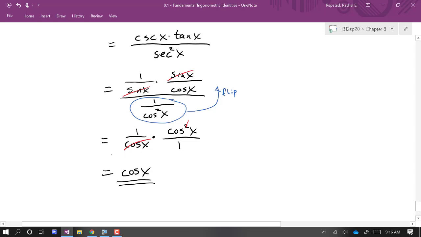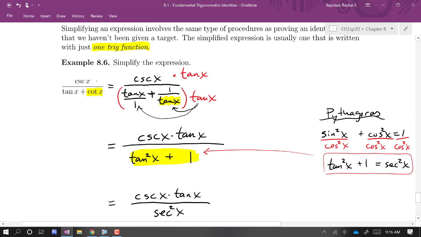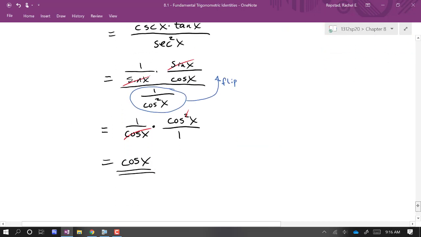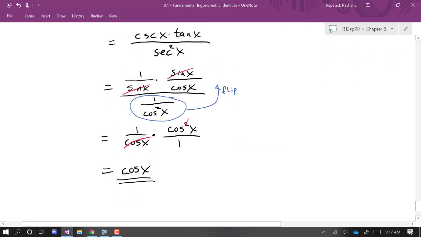What we've done is show that no matter what angle you use, if I plug a given angle into this expression, into that fraction, and compute what it gives me, it's always going to give me the same thing as if I just plugged that angle into cosine in the first place.